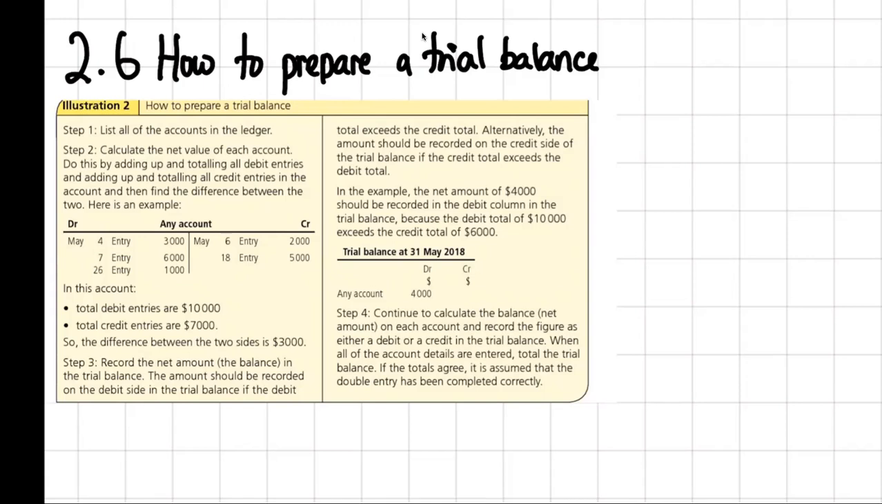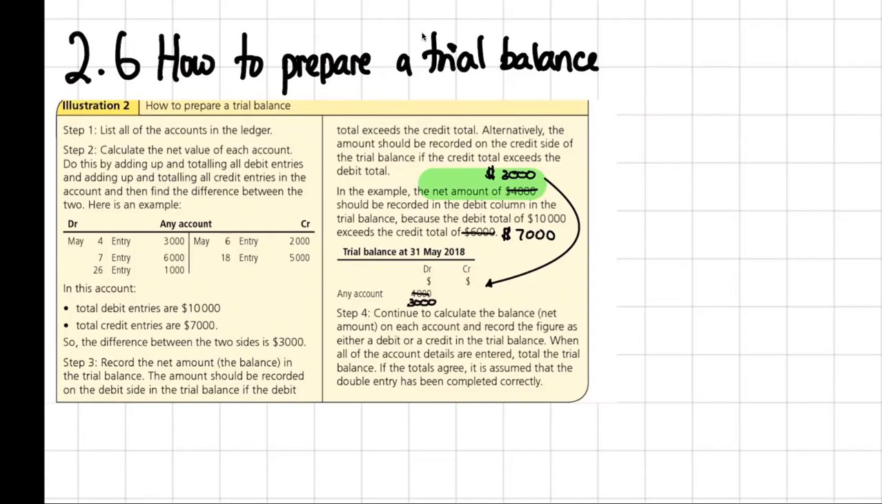revenue. Okay, so to speak, I think there's a typo here. In the example, the net amount is supposed to be 3,000 here, but it's written 4,000. So I'm just going to change it here to 3,000 because the debit side total is 10,000 and the credit side total is 7,000. So once we have this balance, or what we call a net amount tentatively, we will put this amount into our trial balance on whichever side has the higher amount. So the debit side has the higher amount, so I'm going to put the 3,000 here.